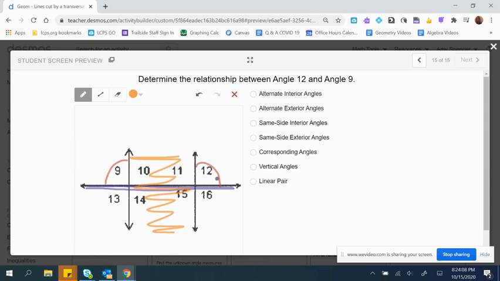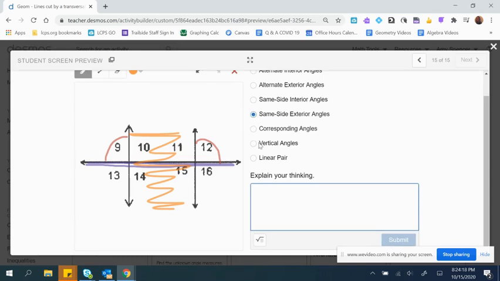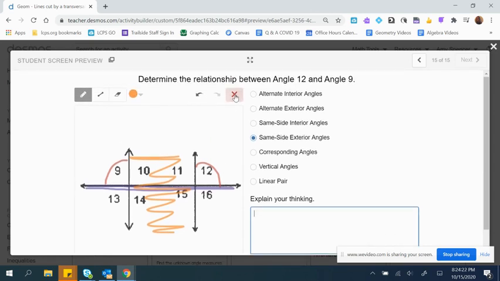But since that angle 9 and angle 12 were not covered by that peanut butter smear I just put, they're going to be exterior angles. So same side exterior angles here applies. I hope you'll be able to explain that in your own words for your usefulness.